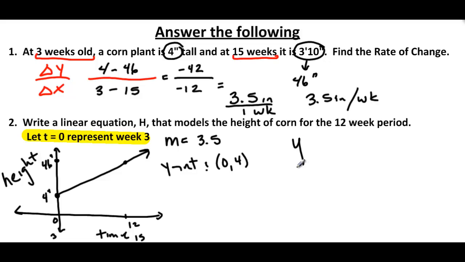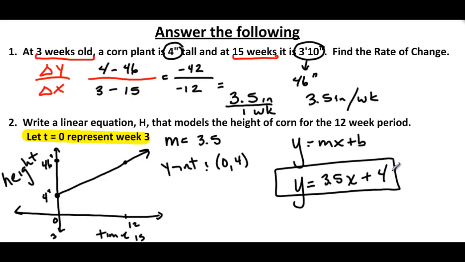So if you remember how to write the equation of a line, y equals mx plus b in slope-intercept form, my answer would just be y equals, my slope is my rate of change, and that's why we use that so much, it's important, and my y-intercept, since we know we're starting at time 0, which is week 3, is 4 inches. And that's all you have to do to write an equation.